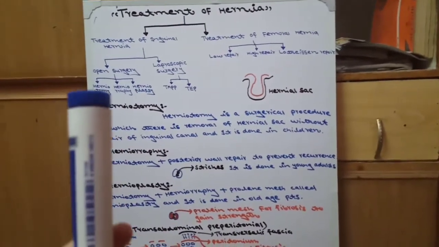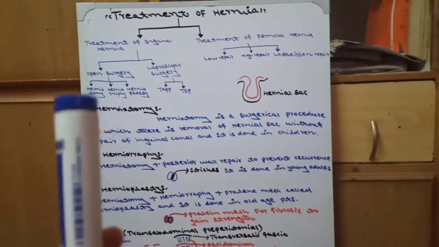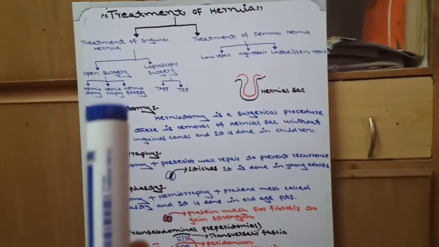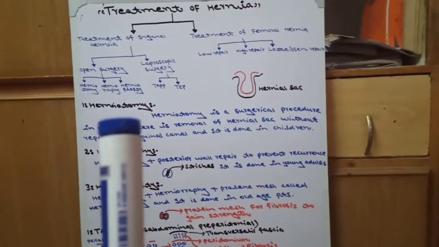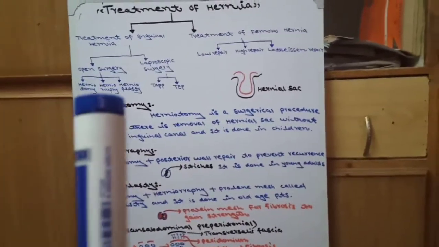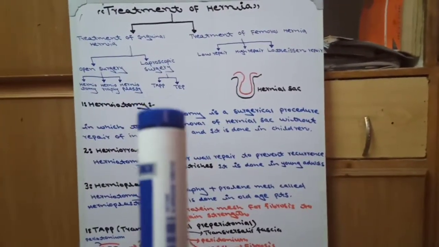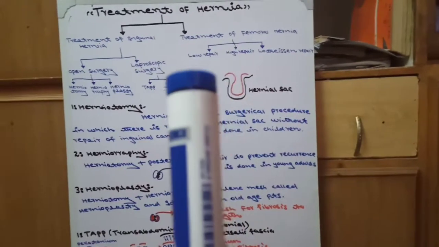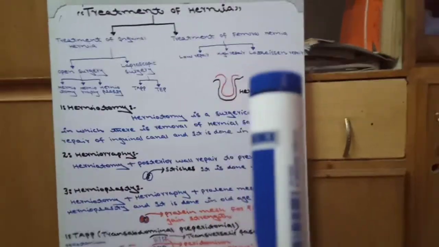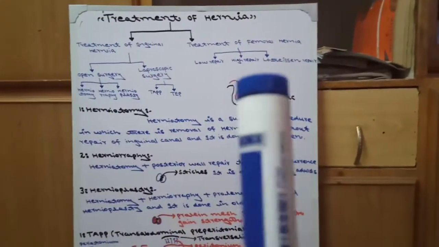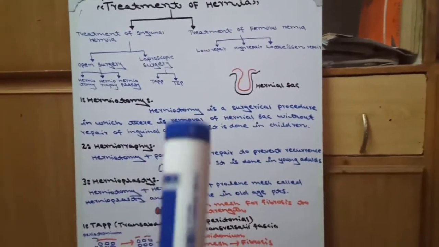First, we start from herniotomy, which is an open surgery method of inguinal hernia treatment. First herniotomy, then herniorrhaphy, then hernioplasty, then TAPP, then TEP, then femoral hernia: low repair, high repair, Lothian repair. This is the sequence of today's topic.